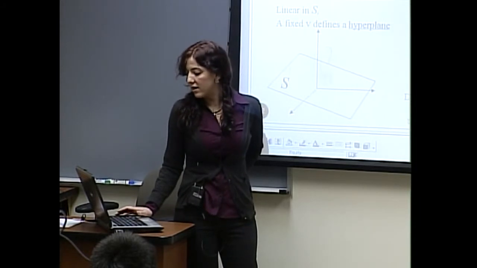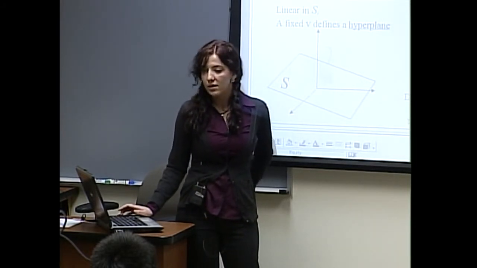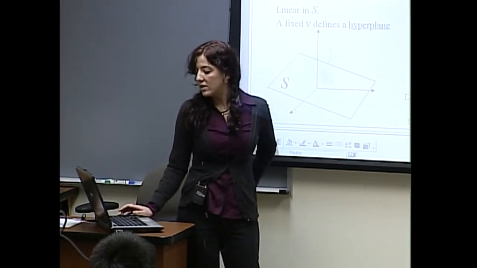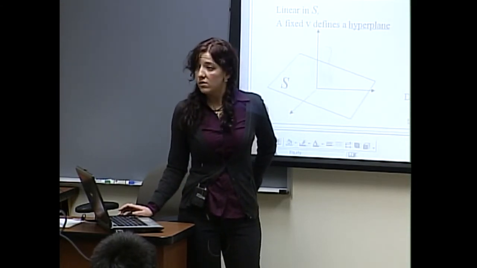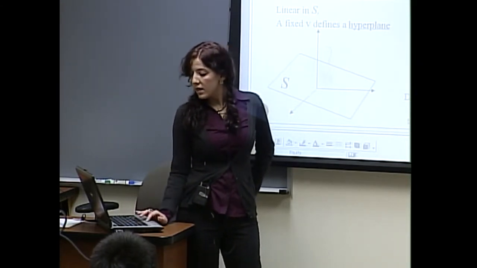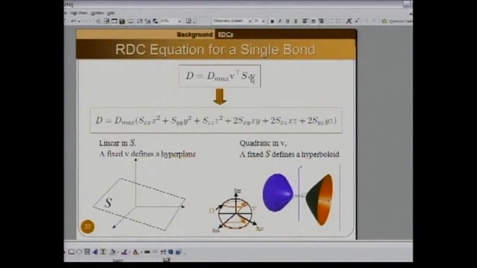Now I want to talk a little bit more about the math behind RDC equations and how exactly it's used to determine structure of proteins. So this is the quadratic form equation that I showed before. D is the RDC value, D max is the constant, V is the bond vector, S is the Saupe matrix. This is the expanded quadratic form.